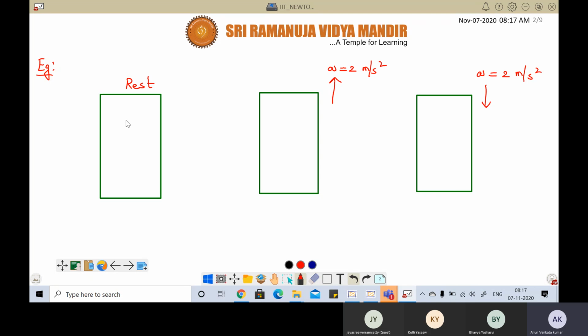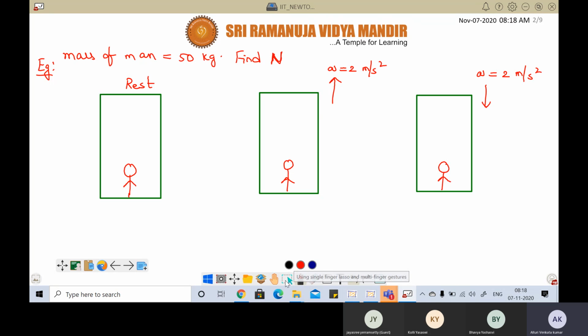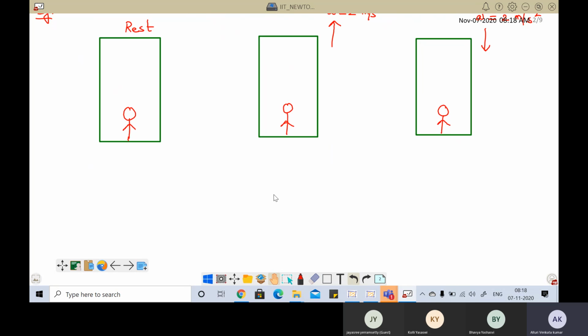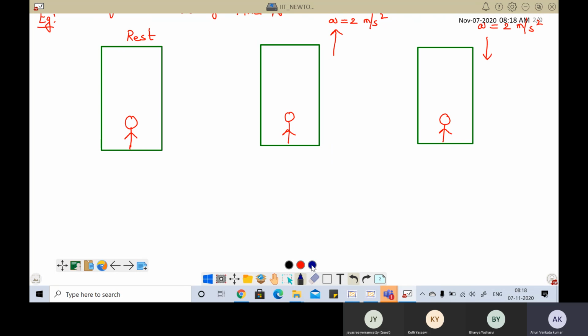Now suppose there is a man standing on the lift, in all the three cases. The mass of the man is given as 50 kg. Then find the normal reaction in each case. So that is the question. Find the normal reaction in each case. So now let us see how to do it.